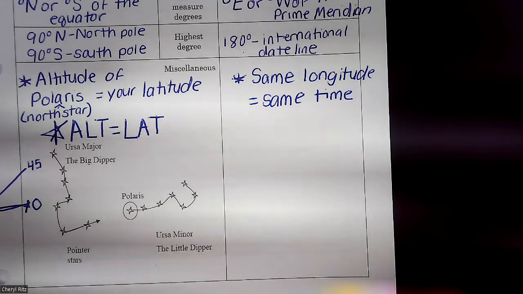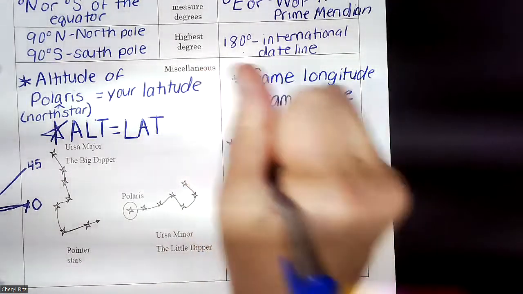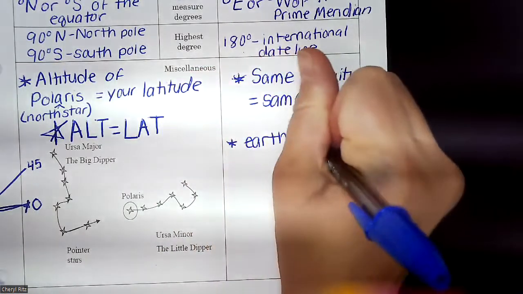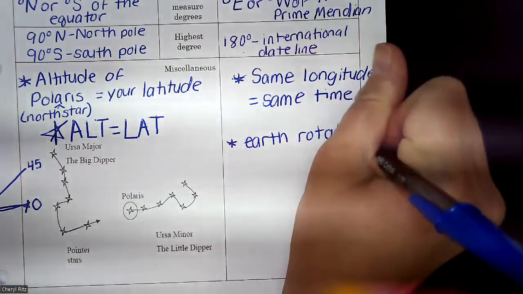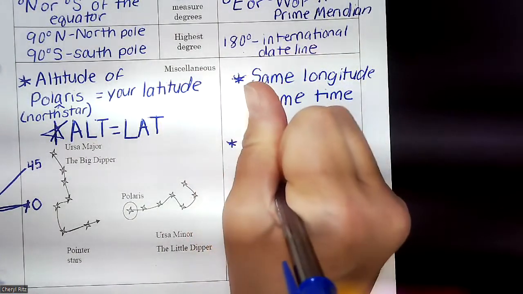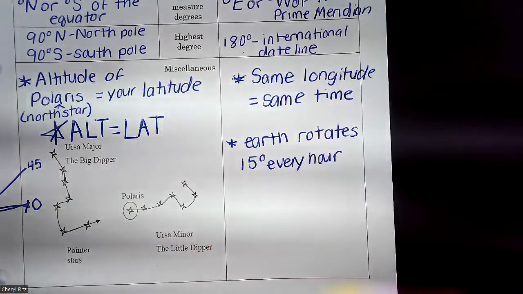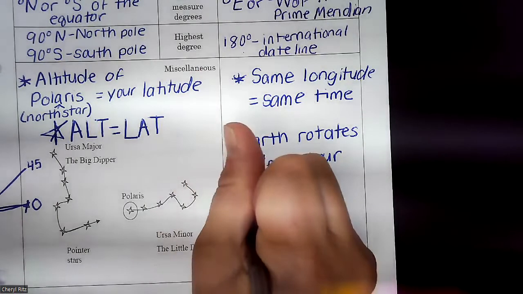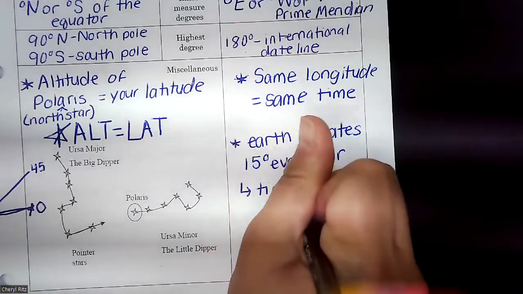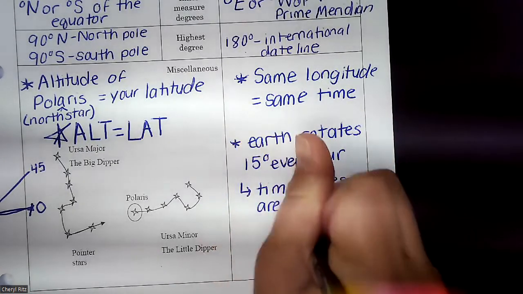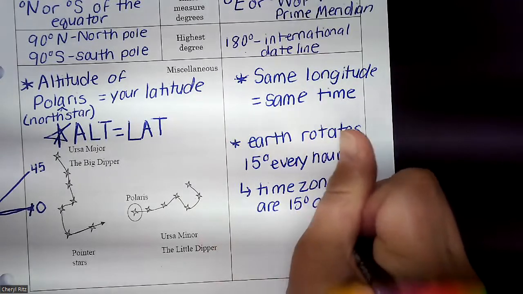The other bullet that I want to put there is: Earth rotates 15 degrees every hour. And that means time zones are 15 degrees apart.